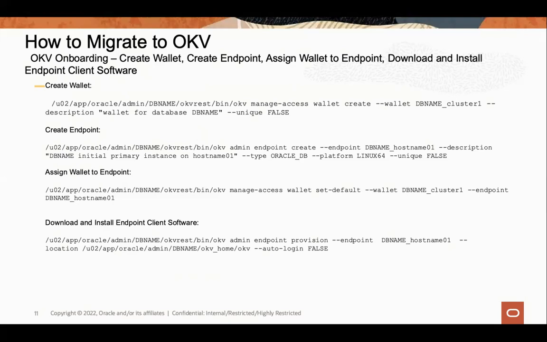Although not pictured on the slide, after the provision command is successful, we run root.sh. Root.sh installs a shared library used for all database instance endpoints hosted on the nodes where the endpoints live. So root.sh may return different results depending on whether OKV was installed or not. And we'll go into more detail of that in the demo.